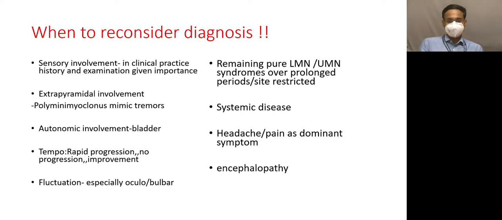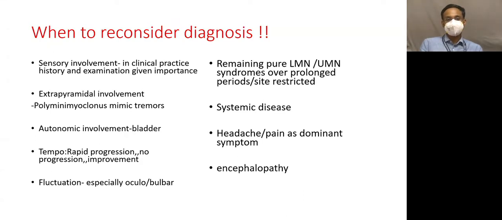Significant autonomic involvement, like I told you, the bowel and bladder are relatively spared. Postural hypotension, any of these symptoms, if they are there, then that is not consistent with the diagnosis of motor system disease. And very rapid progression, patients becoming completely quadriplegic over a week, over days, over minutes, are not presentations consistent with motor system disease. Neither is progression over many years where the weakness has remained static, or improvement in the history, or relapsing-remitting kinds of presentations.